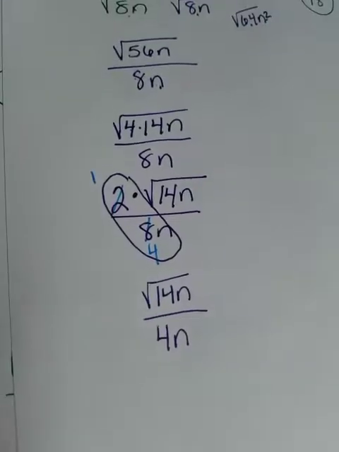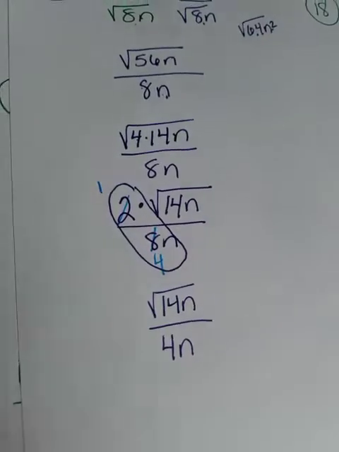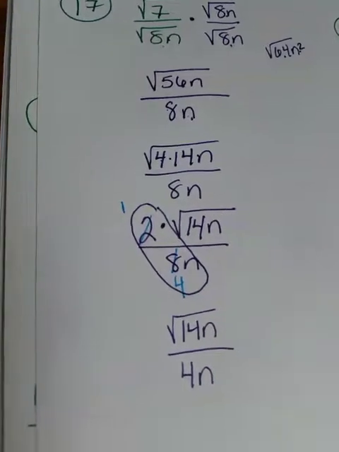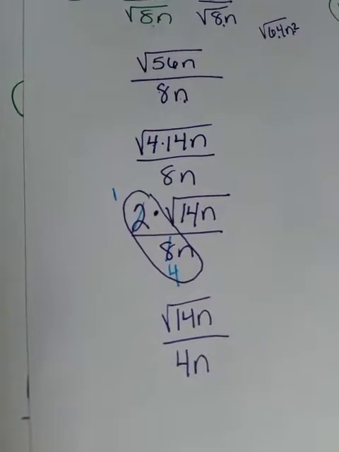Again, you cannot cross out the n's, you cannot simplify the 4 and the 14, excuse me, because those both need to be under the square root, and they are not. So that is your answer.